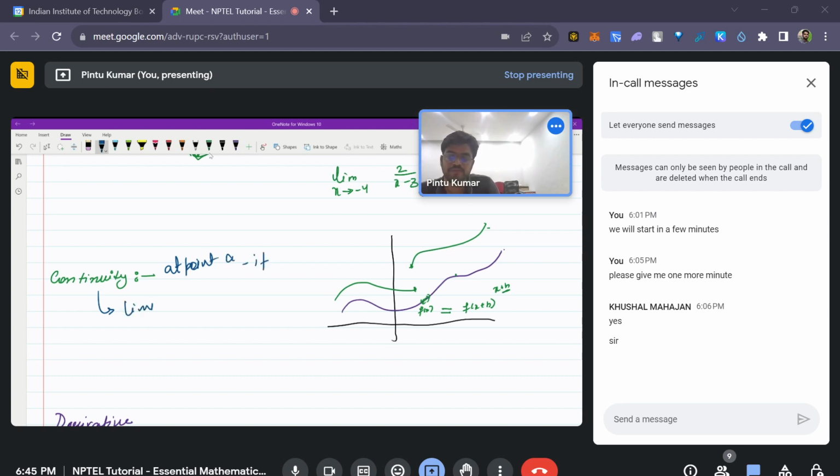the limit exists at a. The first point is that if you are approaching this point either from the left hand side or from the right hand side, you should reach the same value. Here what is happening is that you are ending up at different points, right? So you should reach the same point.